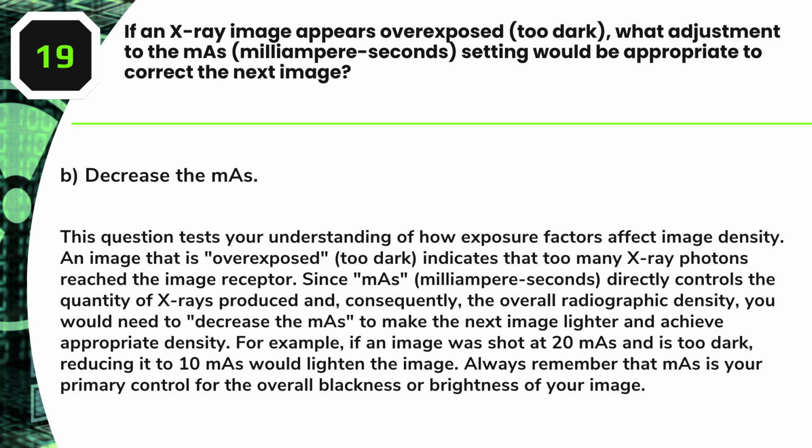This question tests your understanding of how exposure factors affect image density. An image that is overexposed, too dark, indicates that too many X-ray photons reach the image receptor. Since MAS, milliampere seconds, directly controls the quantity of X-rays produced and, consequently, the overall radiographic density, you would need to decrease the MAS to make the next image lighter and achieve appropriate density. For example, if an image was shot at 20 MAS and is too dark, reducing it to 10 MAS would lighten the image. Always remember that MAS is your primary control for the overall blackness or brightness of your image.